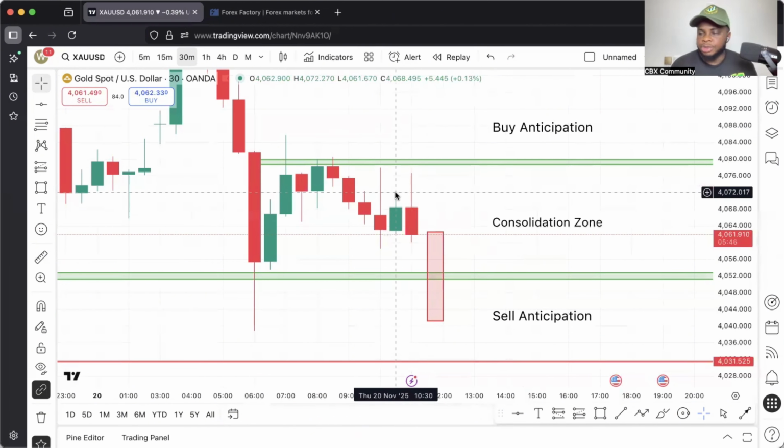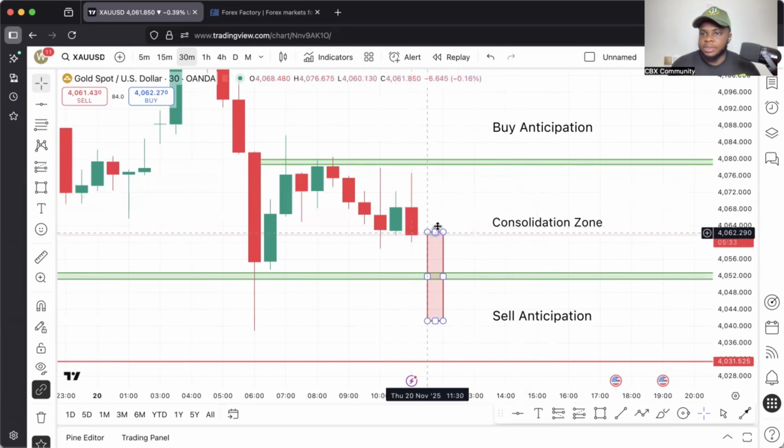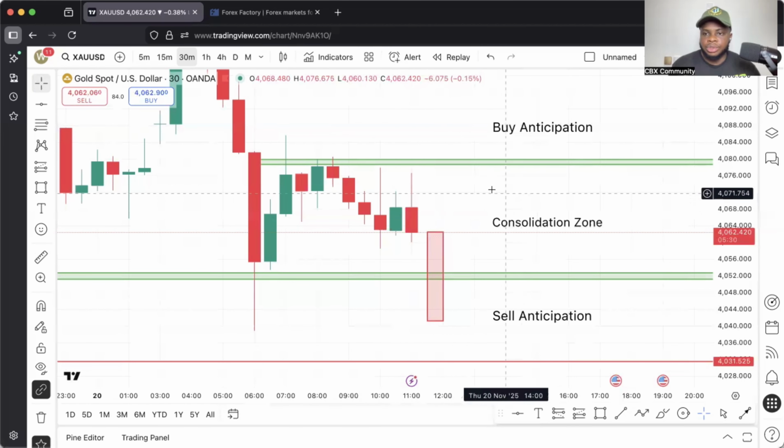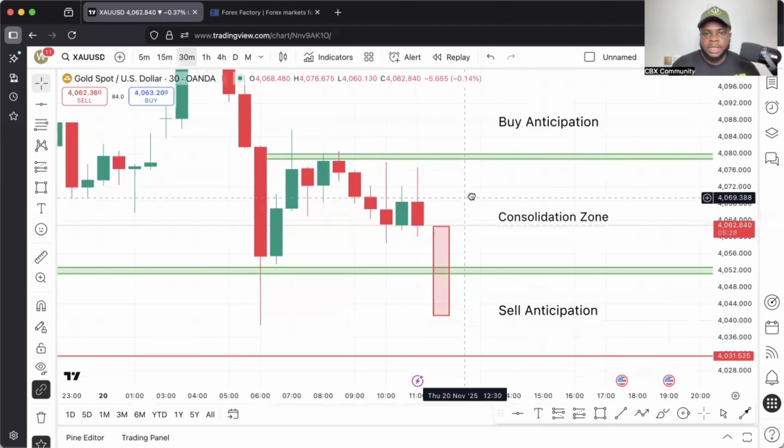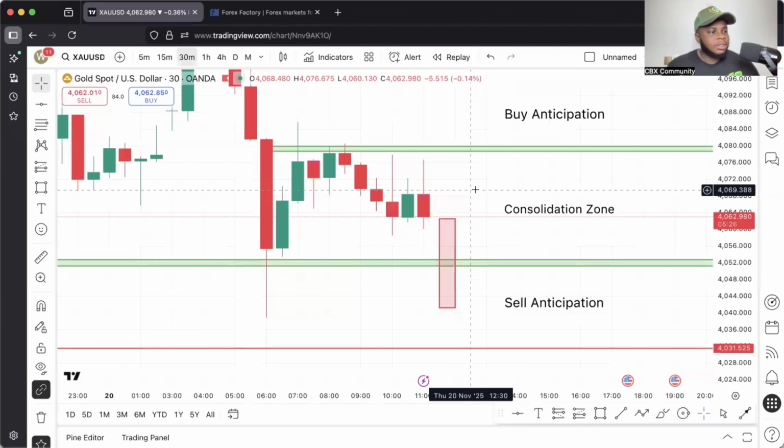So it's good for you to be able to know what you want and how you want it before you can decide to take a position. So right now, we just need to be patient. We're not going to do anything since the candle is still in this consolidation zone over here. So we don't need to do anything. We just need to be patient.